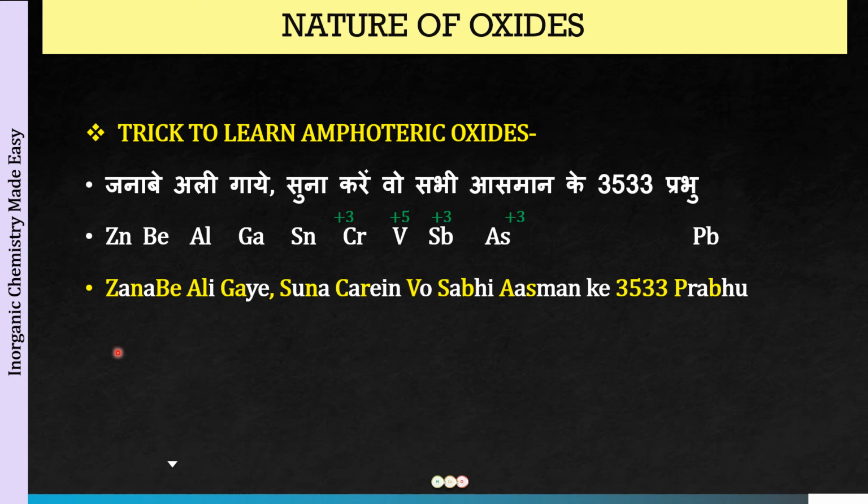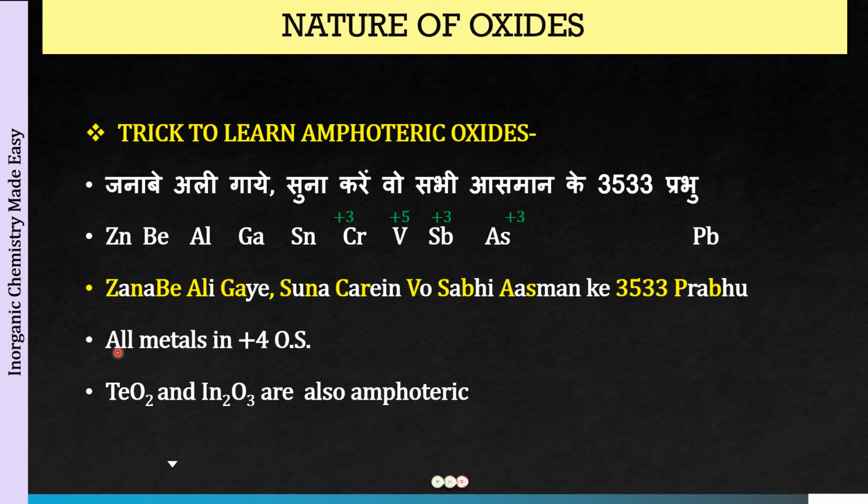Along with these, there are going to be some others. Please do remember that all the metals in +4 oxidation state, you have just now learned, they were all amphoteric. So you have to check the oxidation state. If they are in +4 oxidation state and it is a metal oxide, then they will be amphoteric.